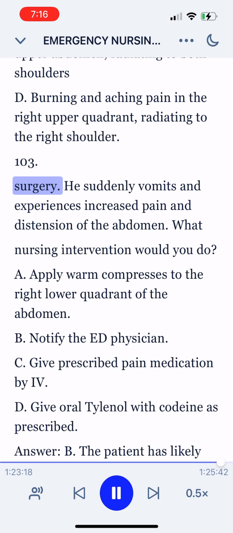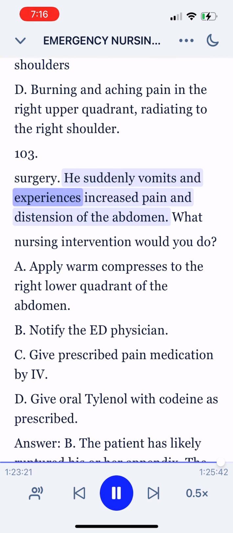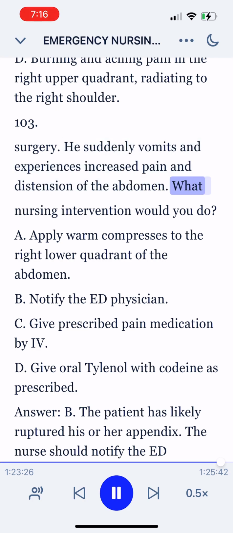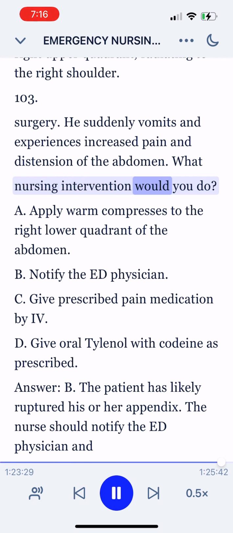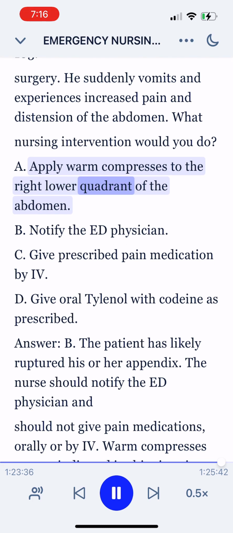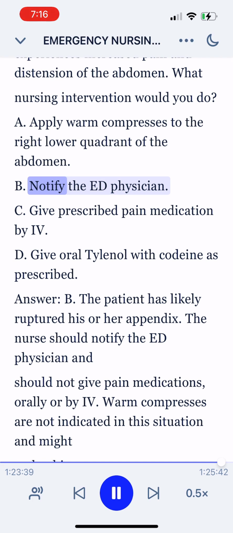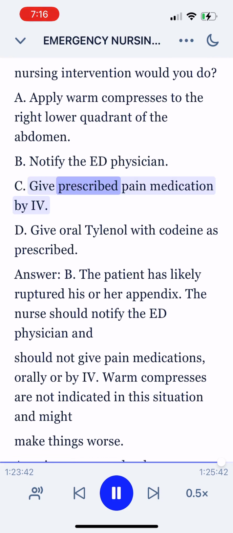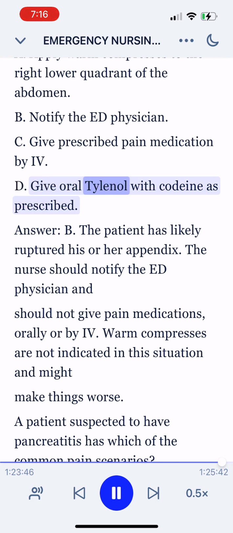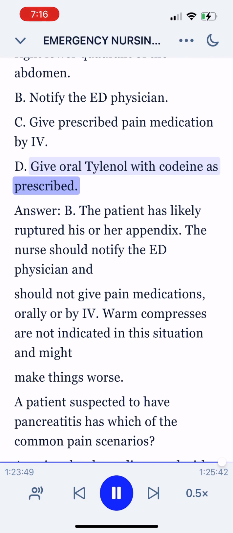103. A patient has been diagnosed with acute appendicitis and is waiting in the ED to go to surgery. He suddenly vomits and experiences increased pain and distension of the abdomen. What nursing intervention would you do? A. Apply warm compresses to the right lower quadrant of the abdomen. B. Notify the ED physician. C. Give prescribed pain medication by IV. D. Give oral Tylenol with codeine as prescribed.